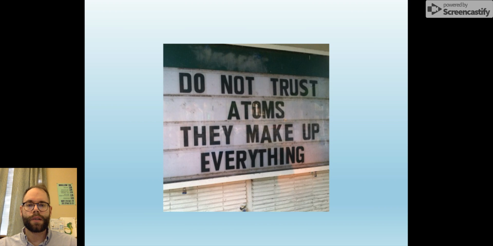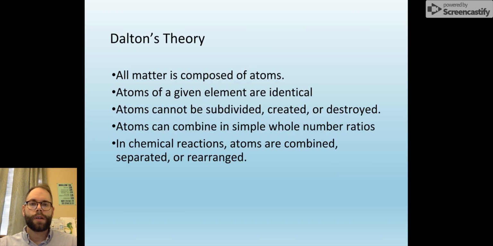And so it starts off with talking about the Greek philosopher Democritus and his idea of the atom. You don't really need to know too much about that, but he came up with the word atom, which is from Greek for indivisible. The first modern scientist to talk about the atom was Dalton.